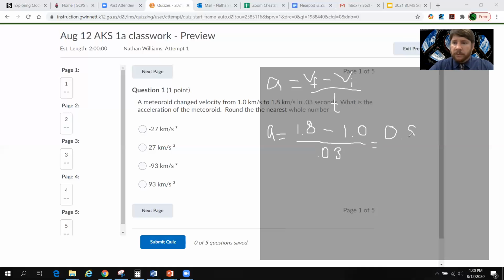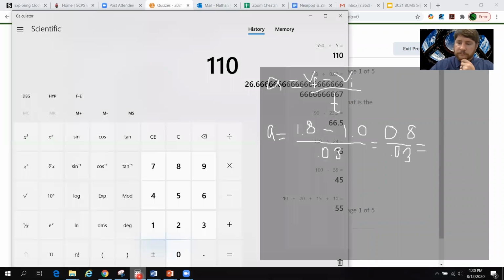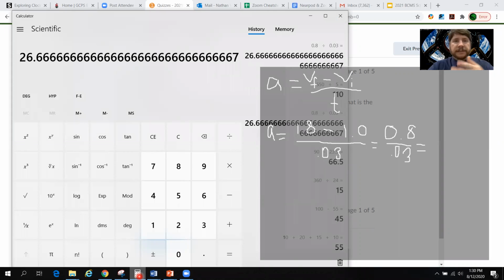Check with a calculator if you want to. And we're dividing that again still by 0.03. You could put a 0 in front of 0.3 if you wanted to. I'm just, again, not drawing it to save a little bit of time. And then we actually get to the point where we divide. 0.8 divided by 0.03. And we get 26.66666, blah, blah, blah.